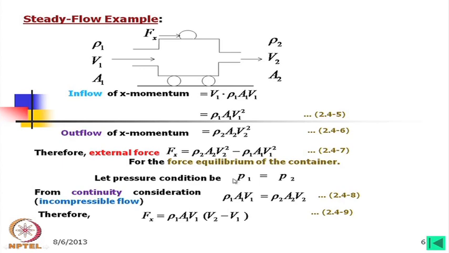I think I have made a mistake, it is not pressure conditions. The pressure conditions remain same, for which rho 1 and rho 2 remain same. Here I would like to mention the pressure remains same as well as temperature also remains same, so that we get rho 1 is equal to rho 2.